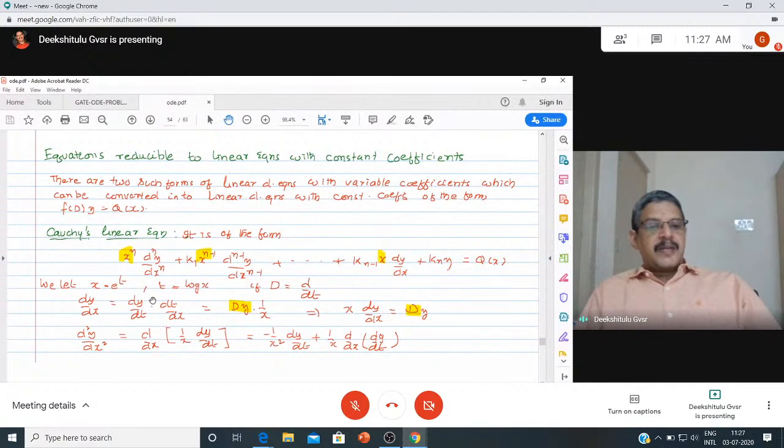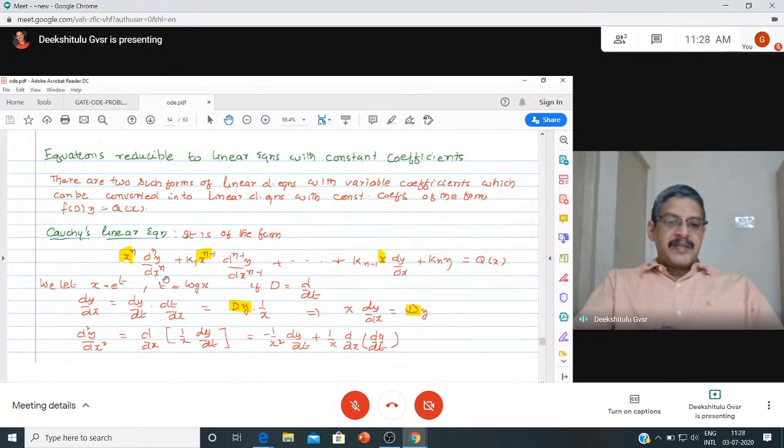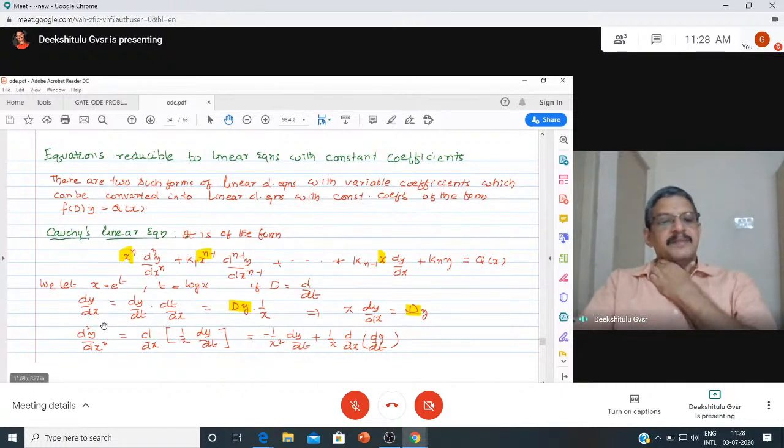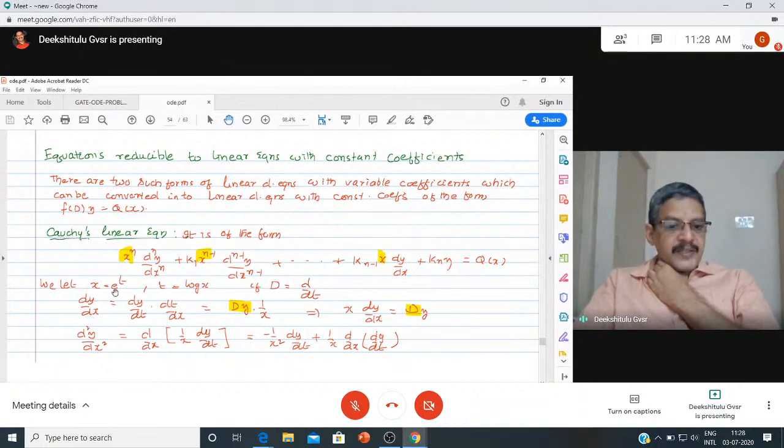So when x is equal to e power t, we know that t becomes log x, and call D as d by dt. But in the problem it is dy by dx. Let us call D as d by dt. So observe the difference between these two. So what happens, dy by dx now is dy by dt. Why dy by dt? Because y is a function of x, but x is a function of t.